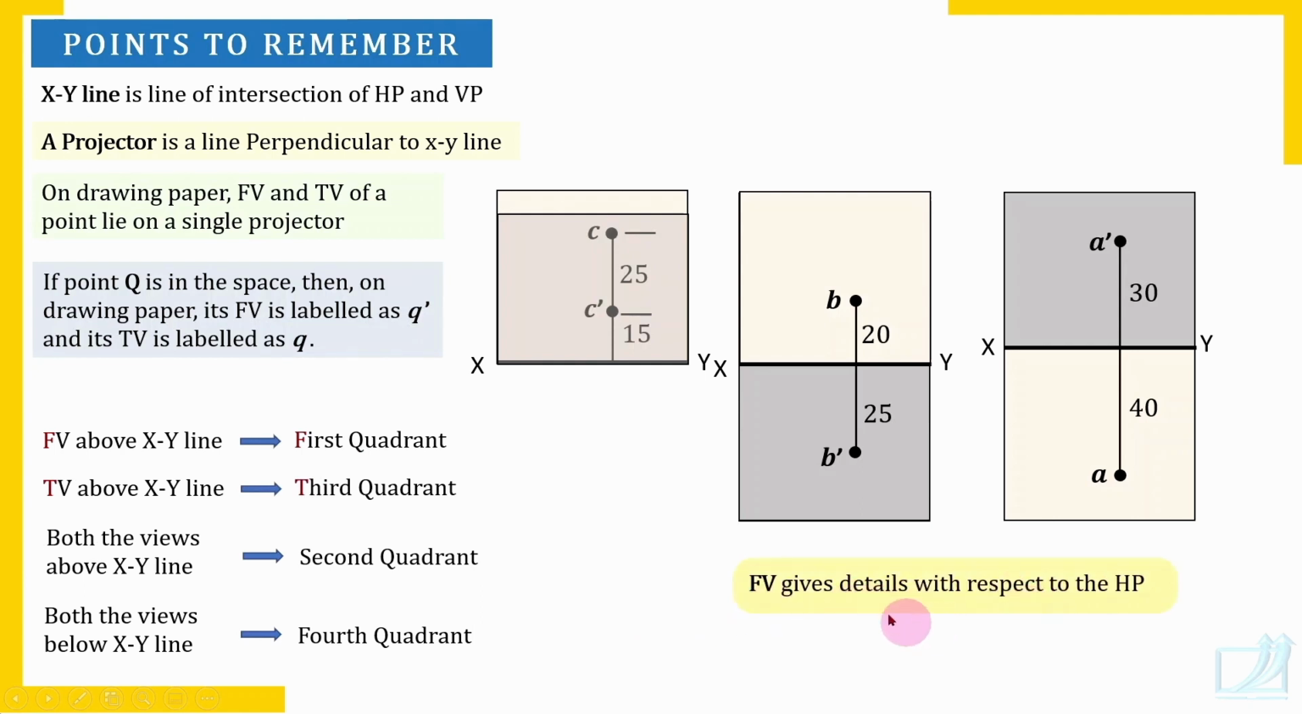Remember this. Front view gives details with respect to HP and top view gives details with respect to VP. Of course, these efforts you will have to take initially only, because after some practice you will remember it. It's not difficult. Front view above first quadrant, but initially to remember this, take help of letter F. So front view above first quadrant, top view above third quadrant, take help of letter T to remember this. And it will be easier to remember the other two quadrants, both views above second and both views below fourth quadrant.